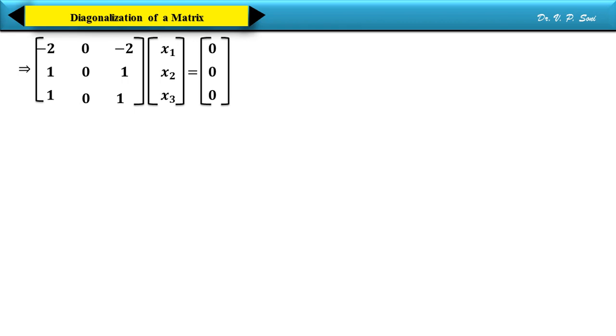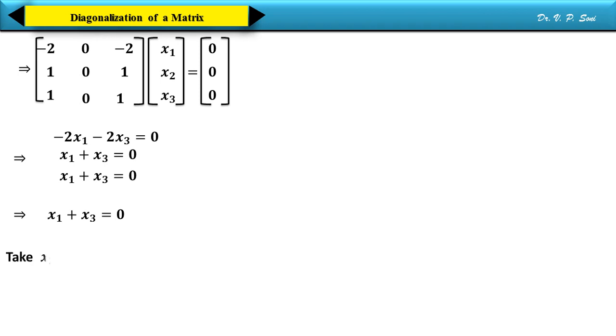Now multiply matrix A minus lambda I and X, then we get minus 2x1 minus 2x3 equal to 0, x1 plus x3 equal to 0, and x1 plus x3 equal to 0. Thus we have only one equation, x1 plus x3 equal to 0. Now we have only one equation and there are three variables.